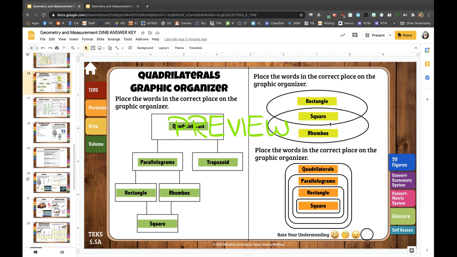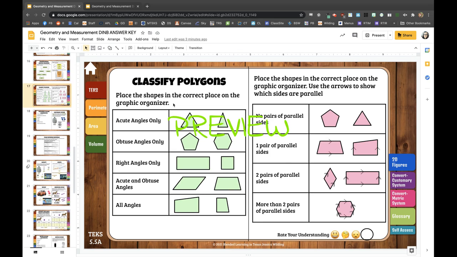And then there are 3 different graphic organizers, and again they drag those pieces to put them in the correct spot in the graphic organizer. And then there's another final page on classifying polygons now that they've learned about the different triangles and quadrilaterals.